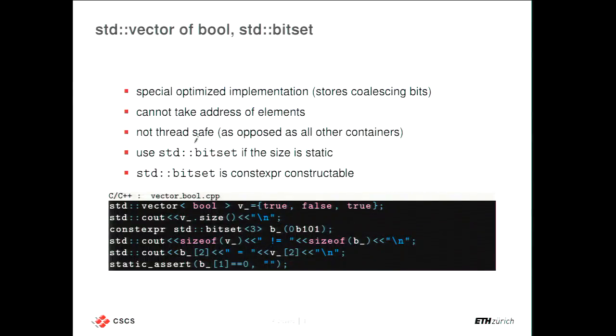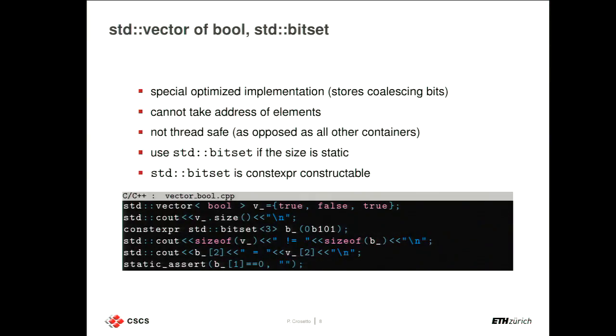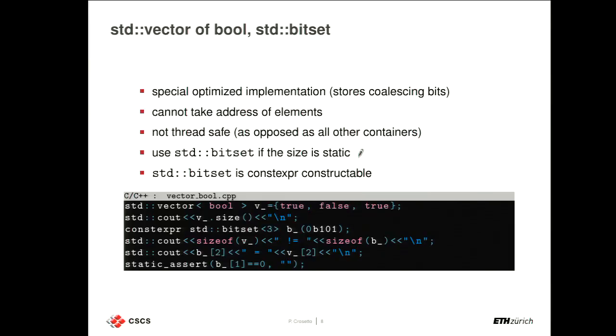You can work with iterators on it. You can traverse it with iterators. It allocates on the heap. And while the std::bitset is an array of bits, the only thing is that it has a static size. So you have to know the size beforehand.